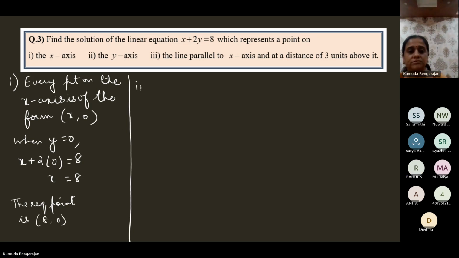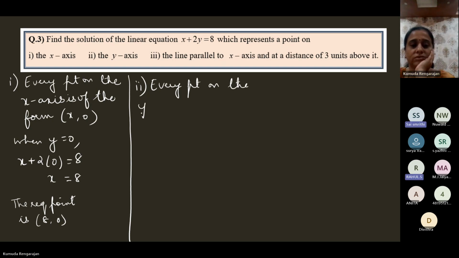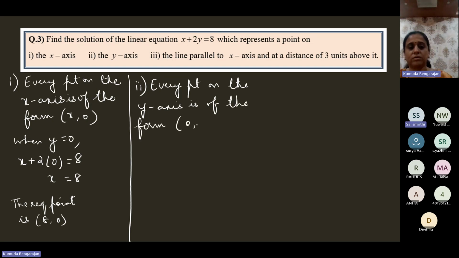Second one. x is equal to 0. Every point on the y-axis is of the form 0 comma y. Correct.